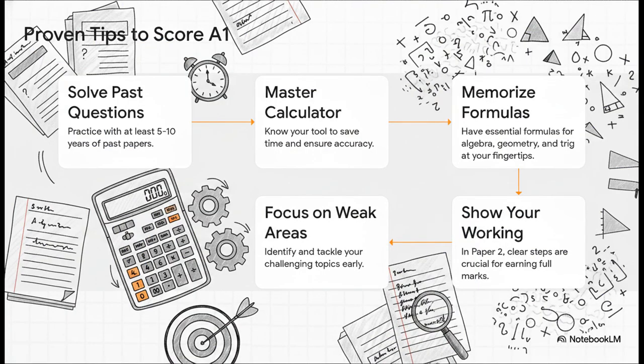Now for the proven tips. Number 1 is just non-negotiable. Solve past questions. You got to do it. Aim for at least 5 to 10 years worth. 2. Your calculator is your best friend. Know it inside and out. 3. Memorize those key formulas so you're not scrambling in the exam hall. 4. For Paper 2, show your work clearly. That's how you get every single possible mark. And finally, be honest with yourself about your weak spots and attack them first.